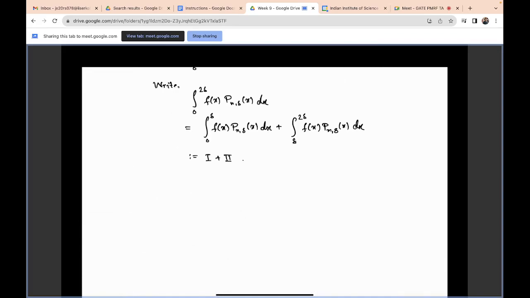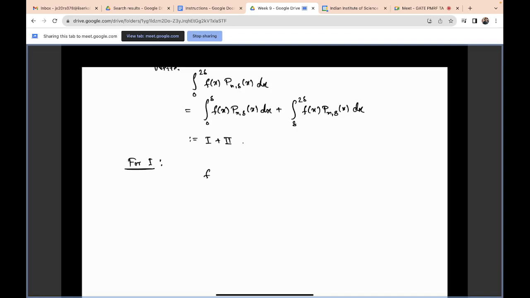So first let's check this one for I1. For I1 first, this is the integration from 0 to delta. On 0 to delta, f(x) is bigger than f(0) by 2, right?